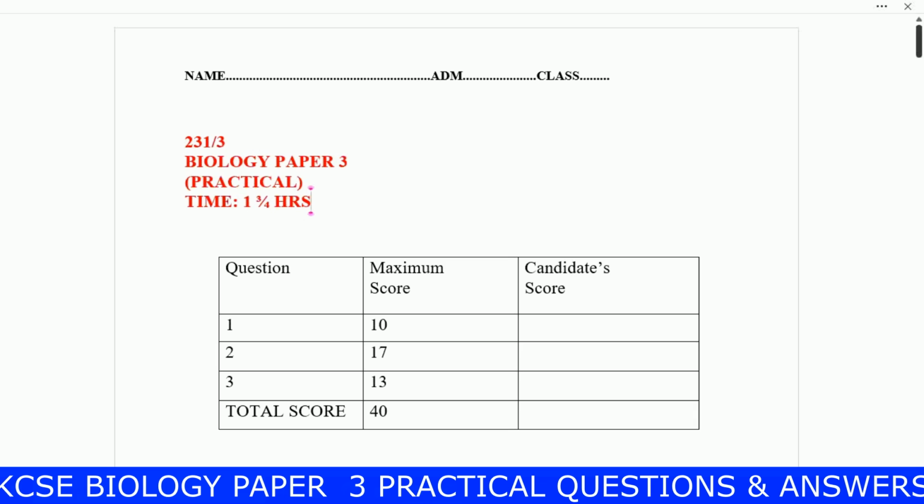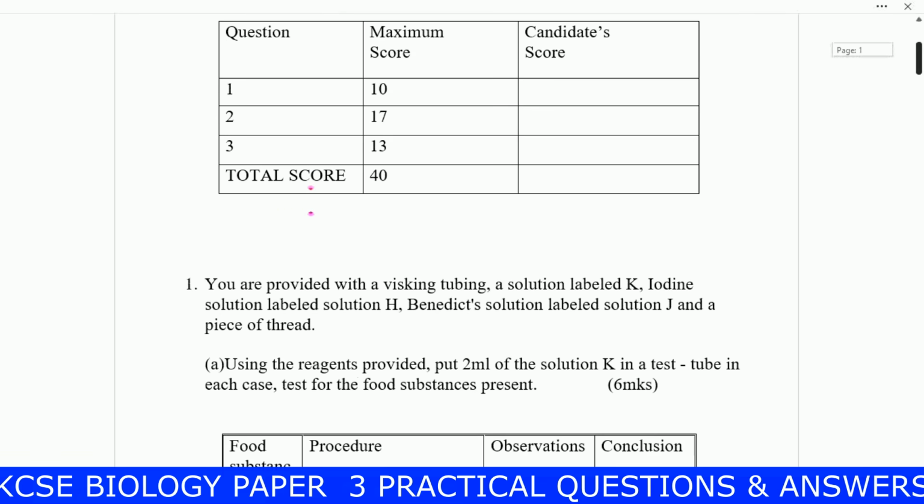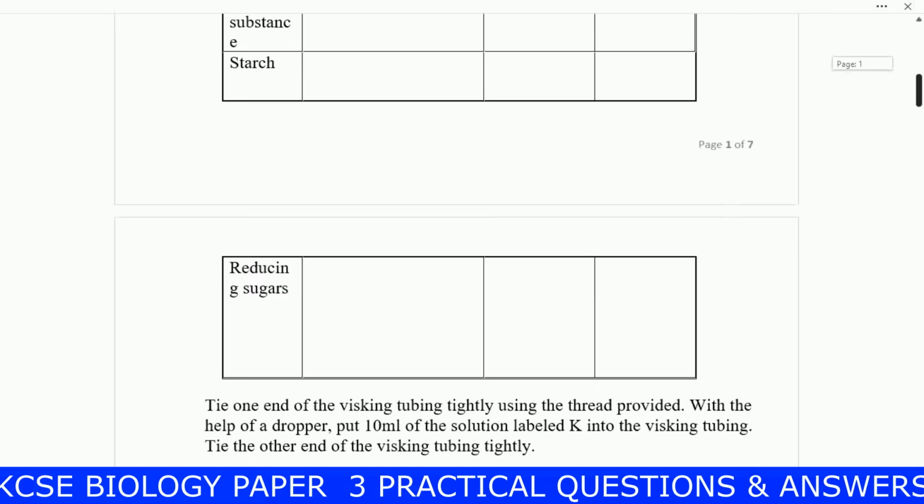Today we have biology practical. This one is paper 3 KCSE. Today we are in the laboratory and we are doing practical. Assume that we are in a practical room, and you can see that we have question number 1. It has 10 marks. Question number 2, 17 marks, and question number 3, it has 13 marks. Total is 40 marks, and we have answers here for you.